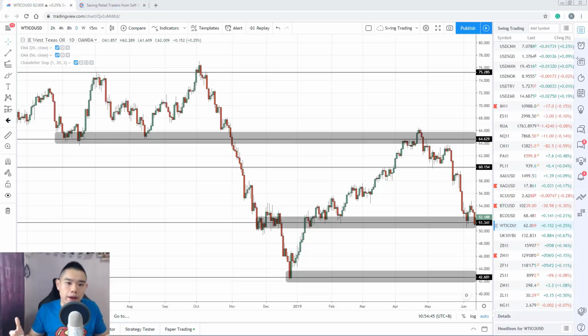So now ask yourself, where will opposing pressure come in? Where would the sellers come in? If you look at this chart, sellers could possibly come in within this area over here, where previous support could become resistance.